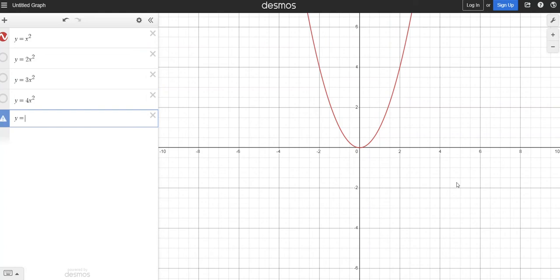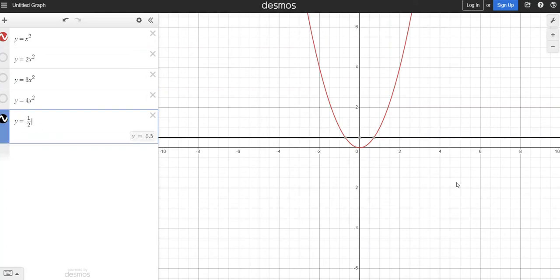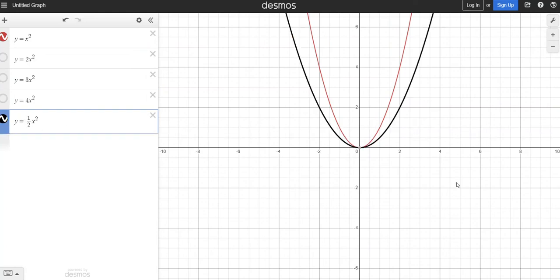And this time I'm going to do y equals 1/2 x squared. Did you notice this time it appeared to get wider? We call this a vertical shrink. Again, notice right here at 2, the original function was 4 for the y value. Now it's literally half of that, or 2. The y value has shrunk in half.